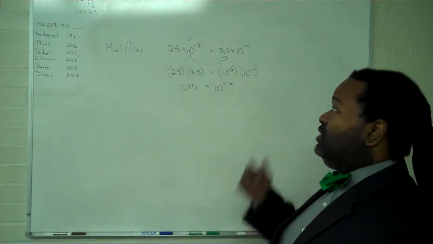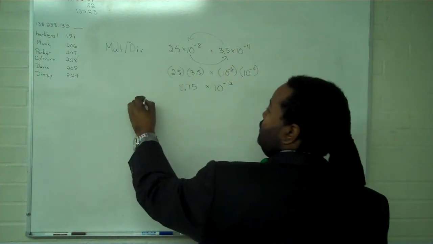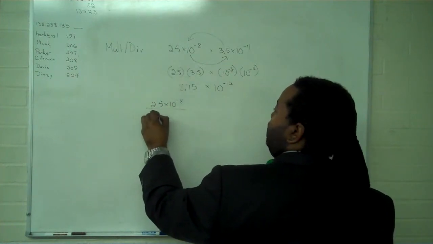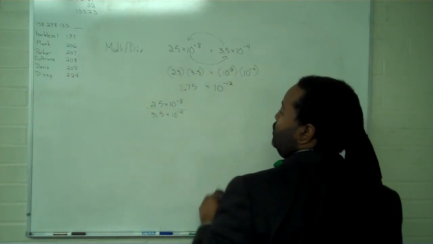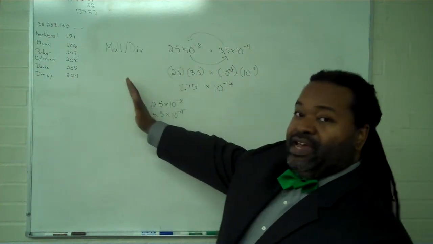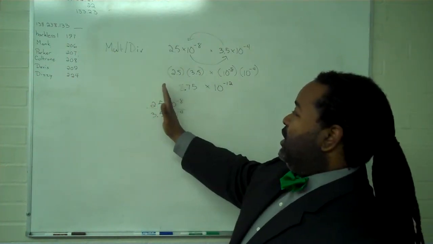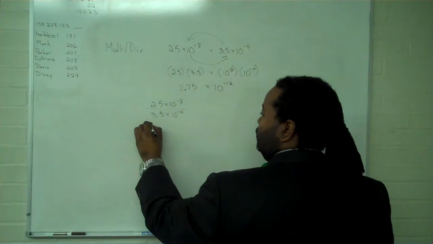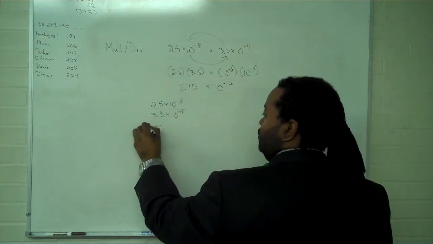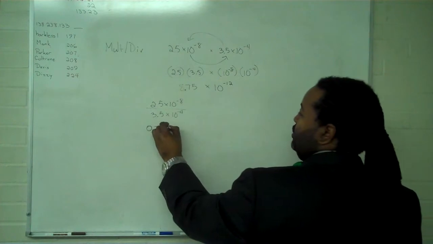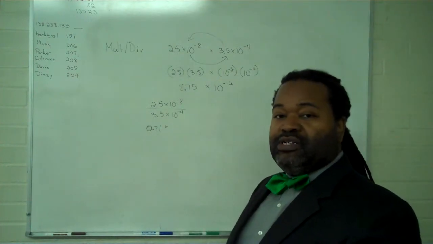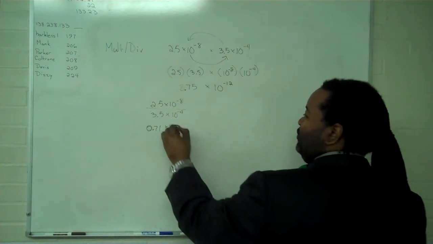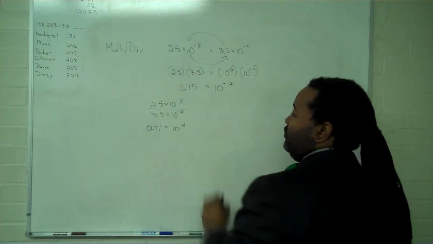If we're going to divide these two numbers, so if I have 2.5 times 10 to the negative 8 divided by 3.5 times 10 to the negative 4, again, I will do this half on my calculator, and I can do this half in my head. 2.5 divided by 3.5 is going to give me 0.71. 10 to the negative 8 divided by 10 to the negative 4 requires that I subtract the exponents from each other. So negative 8 minus a negative 4 is going to give me 10 to the negative 4.